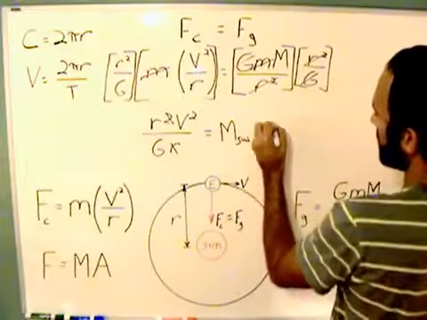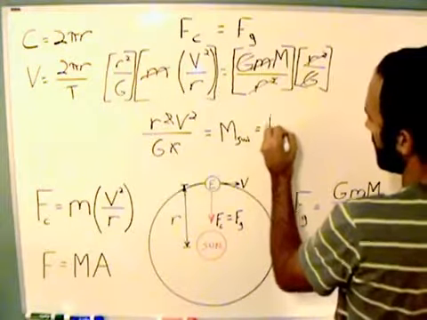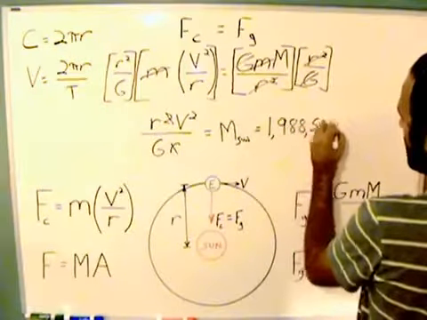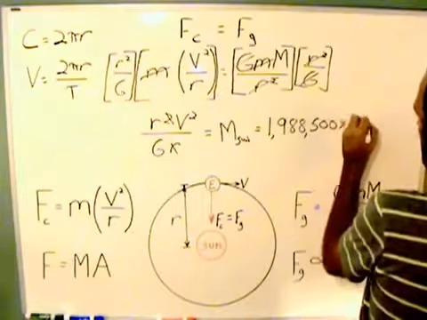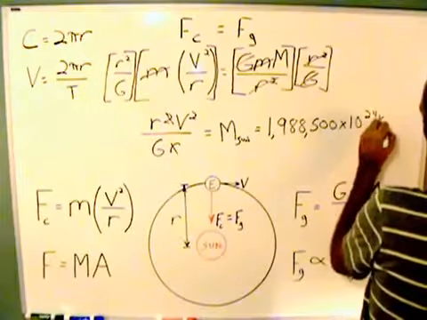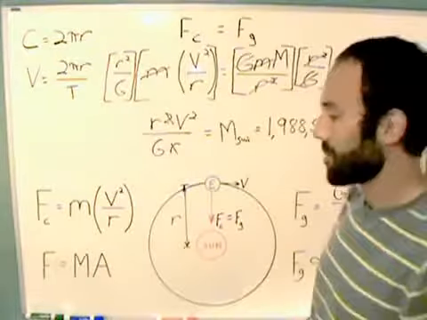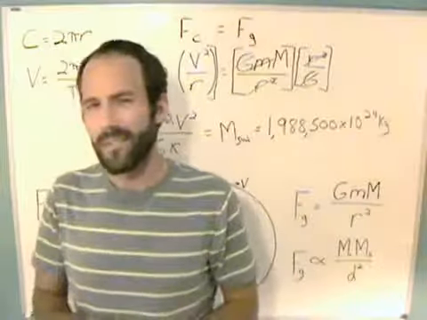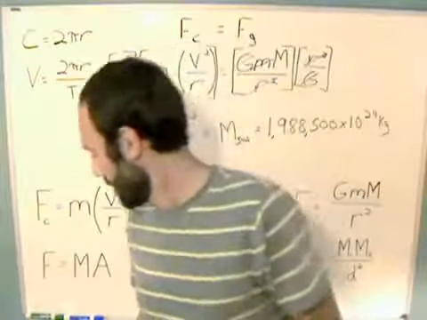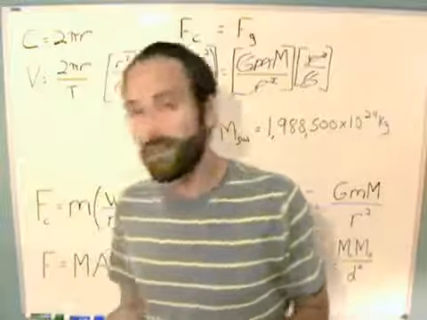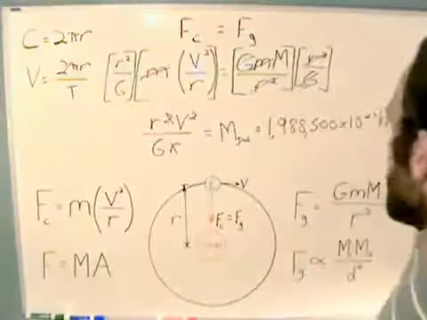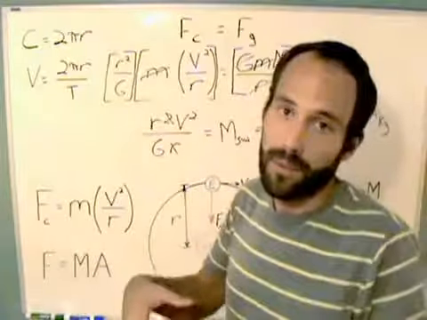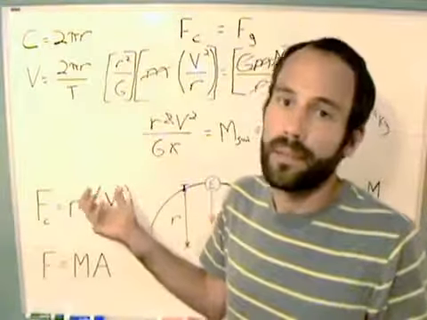And that comes out to 1,988,500 times 10 to the 24th kilograms. And this is many, many times more massive than the Earth. The Earth is actually 5.97 times 10 to the 24th kilograms, I think. Is that written down? Yep, roughly. So, many, many times more massive than the Earth is what we're told. Which, you know, see the solar system model, the sun appears huge compared to all the planets.